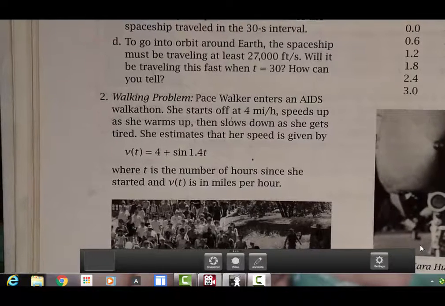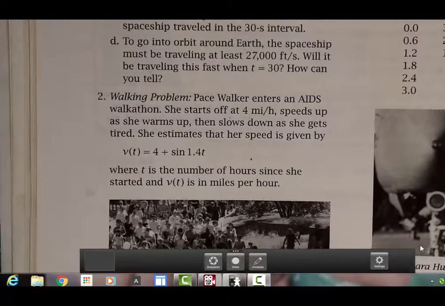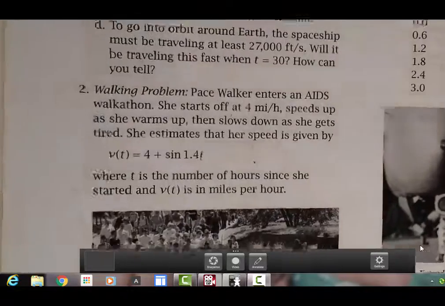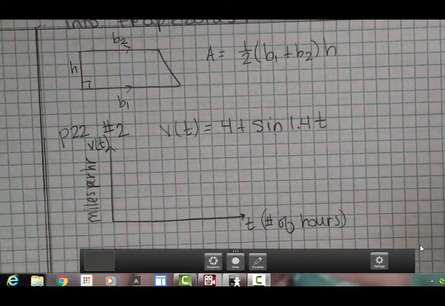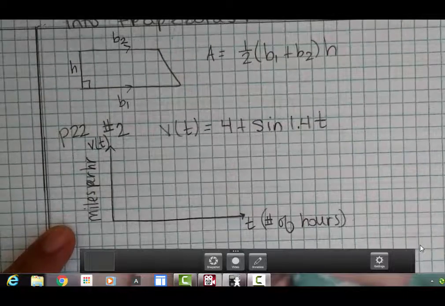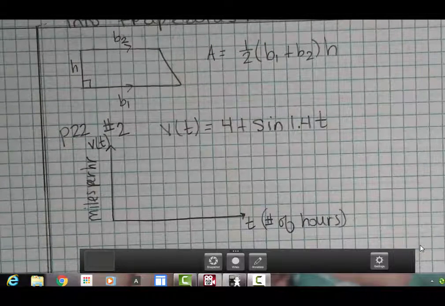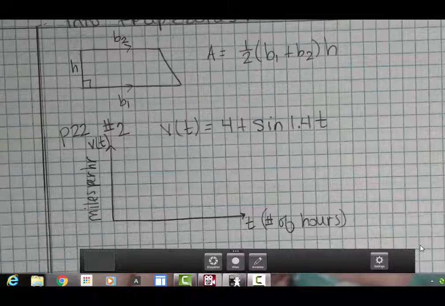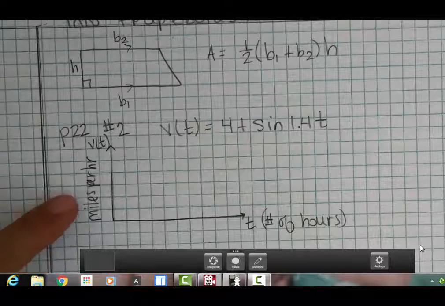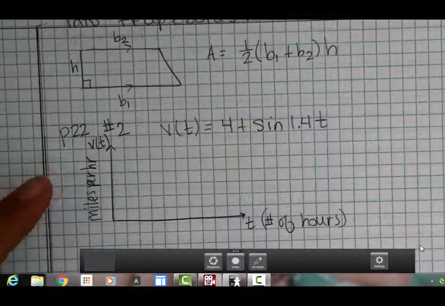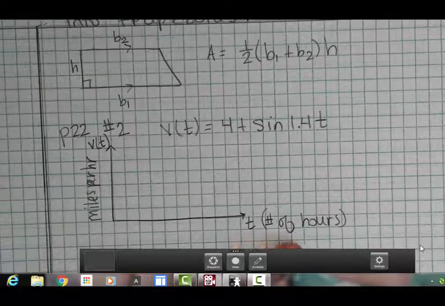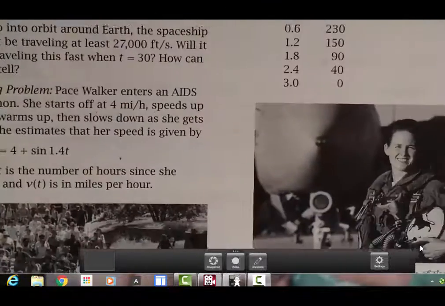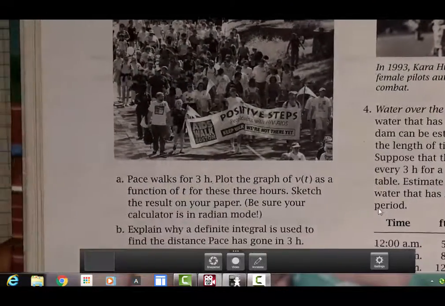Now, in order to make sense of the problem, I always like to start off by understanding what my units are. And a way that helps me do that is by creating basically a graph. Maybe I don't even graph the whole thing, but at least I create my axes so that I understand what's happening with these units. So my vertical axis, v of t, is going to be miles per hour, and my horizontal axis, t, is going to be number of hours. All right, then I'm going to continue reading the problem.